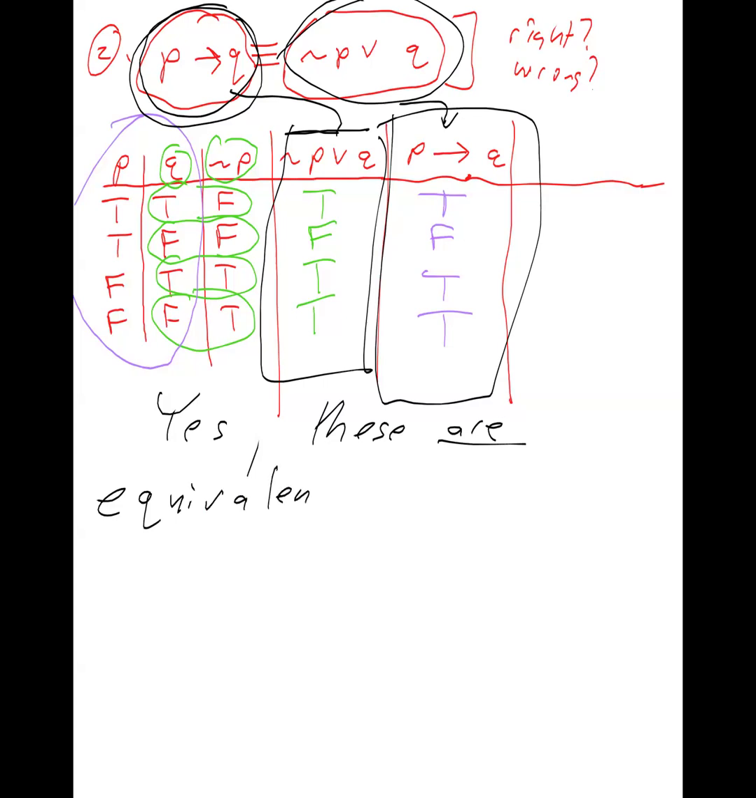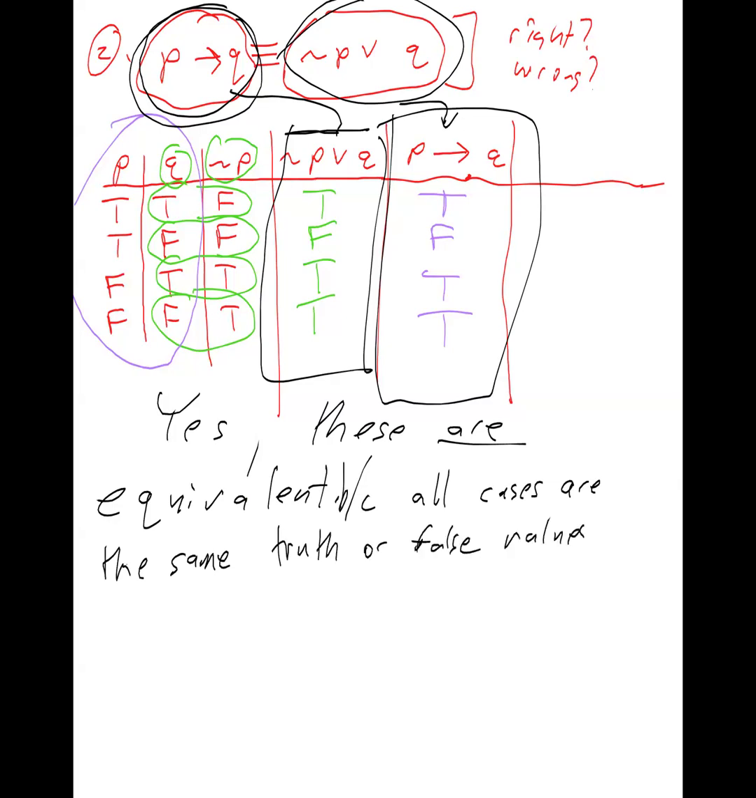We don't have to say the reason, but it actually does say that we have to have an explanation. It says that in the instructions. So these are equivalent because all cases are the same truth values, true or false values, period.